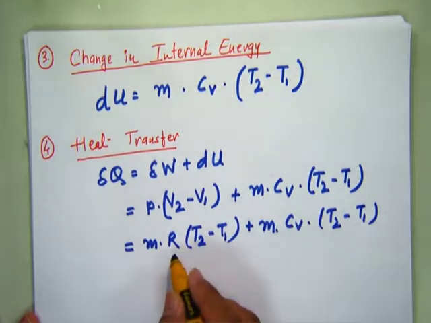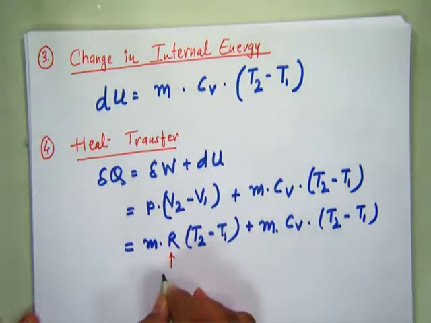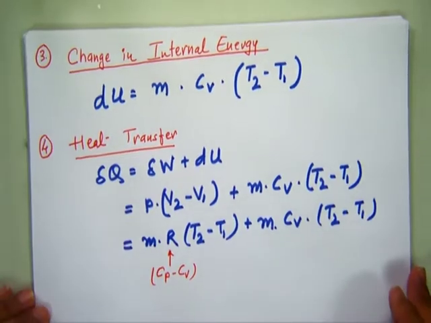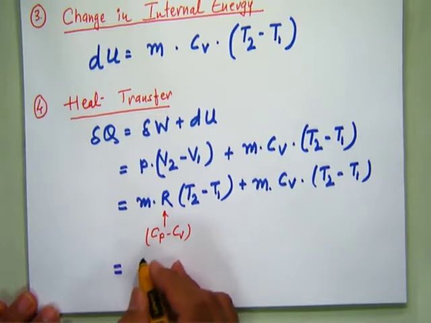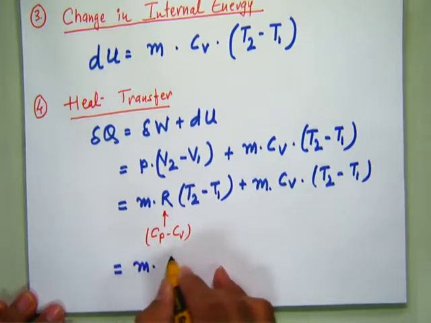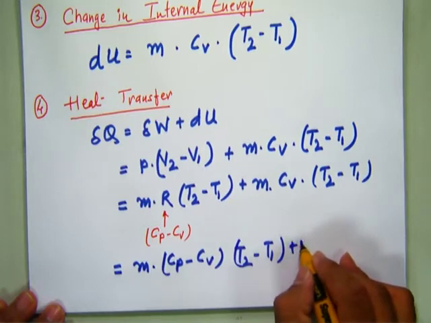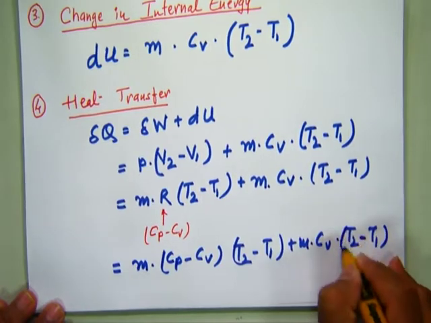You can use that R is equal to Cp minus Cv. Here we put the value R is equal to Cp minus Cv. So this is M into (Cp minus Cv) into (T2 minus T1) plus M into Cv into (T2 minus T1).